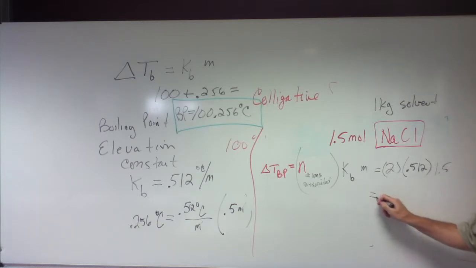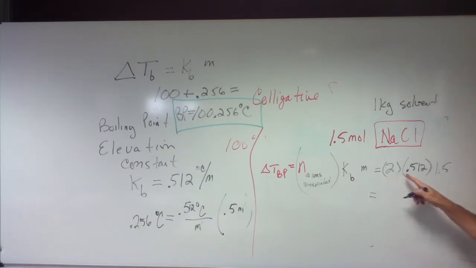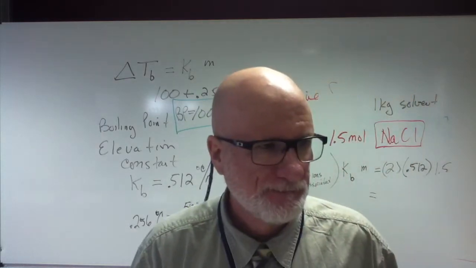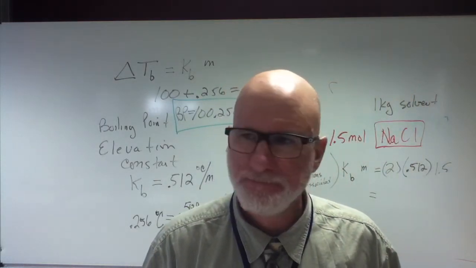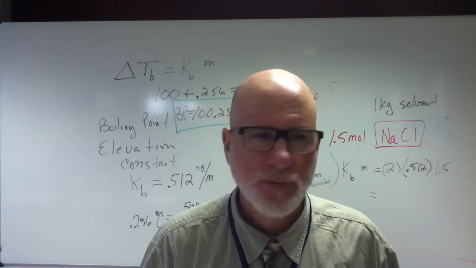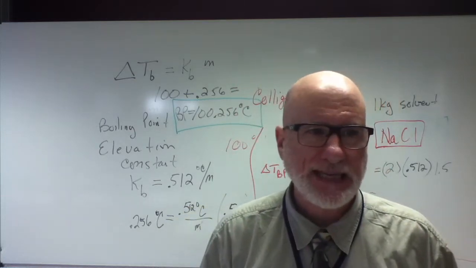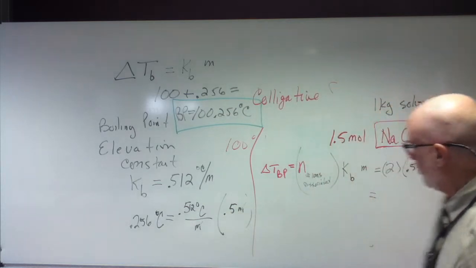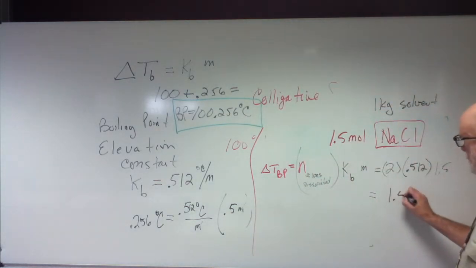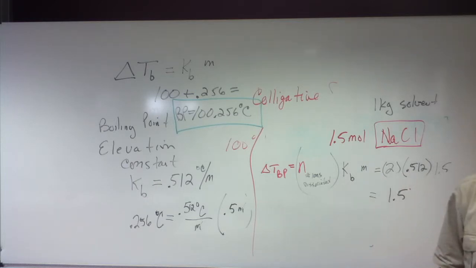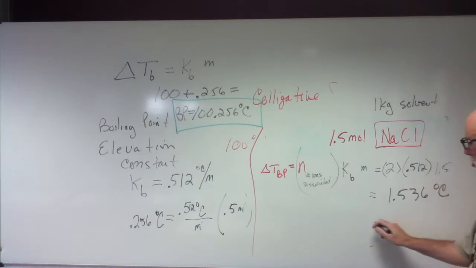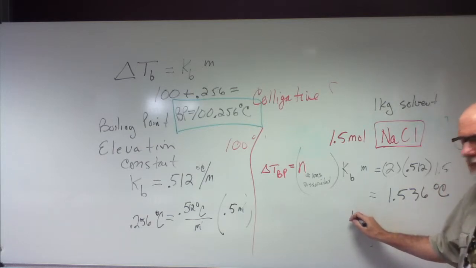So what's it going to be? What's 2 times 0.512 times 1.5? So when you do it out for me. 1.536. What is it? 1.536. Is that what you said? 1.536. So the new boiling point is going to be what?